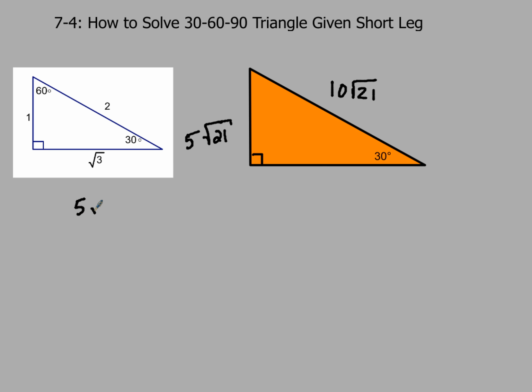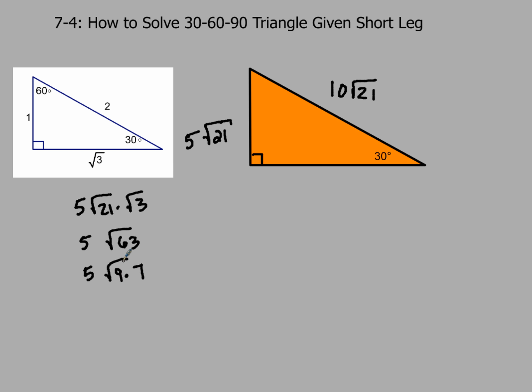So I have 5 square roots of 21 times square root of 3. Now, the square root of 21 and the square root of 3, when you multiply that together, that gives you the square root of 63. Still got my 5 out there, right? Now, when you simplify the square root of 63, one of your perfect square factors of 63 is 9. And 9 times what gives you 63? Well, that would be 7.